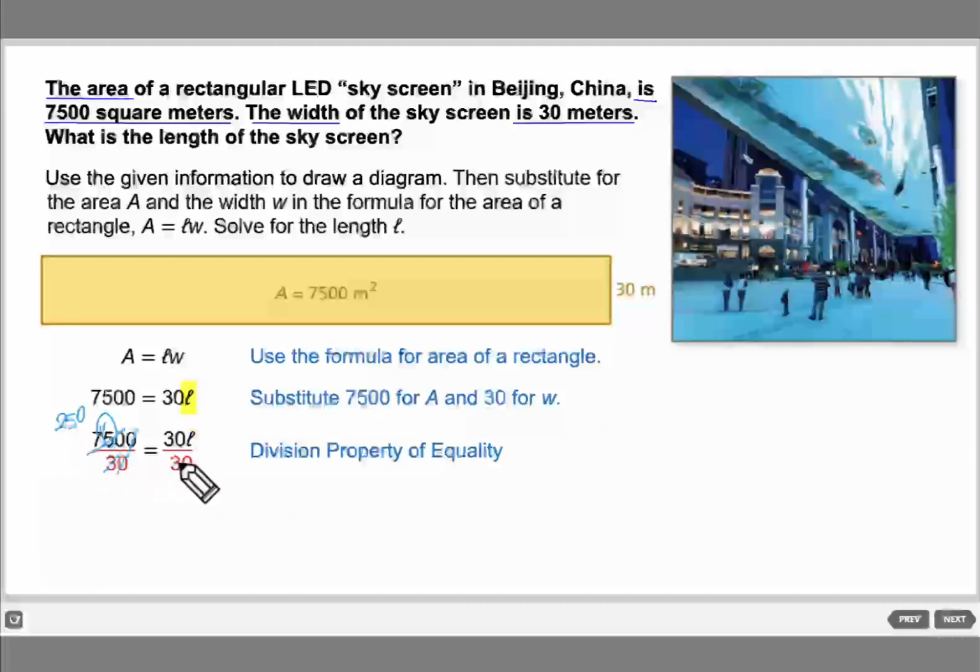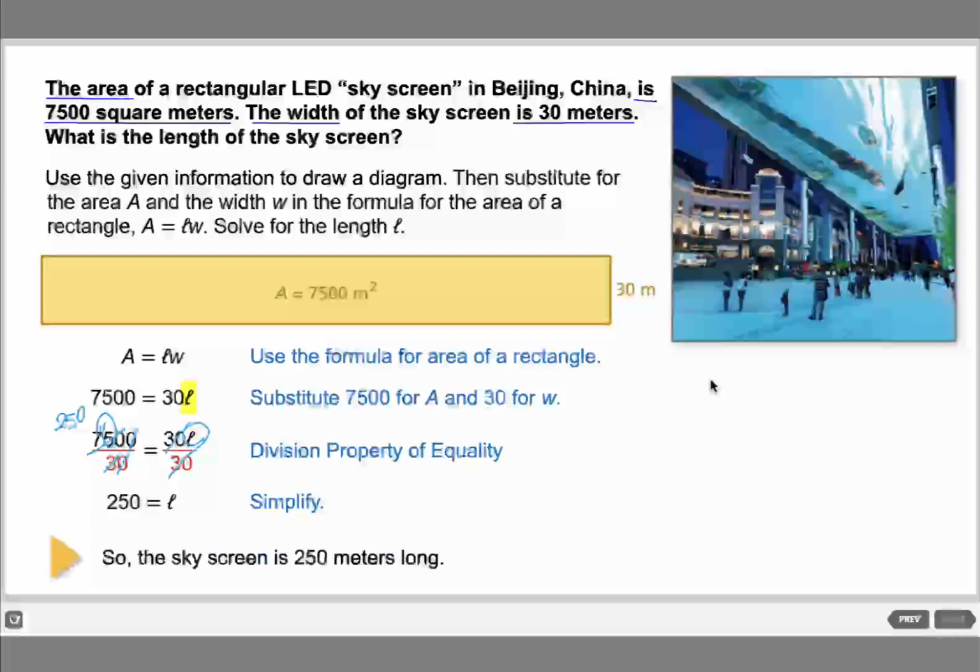What should we do on the right side? Divide 30 by 30 equals 1. So they undo each other. Cancel. What do you have left? We have only L left. 250 equals L. Great. So remember, L is the length. That's what we need to find. So the solution is that the sky screen is 250 meters long.